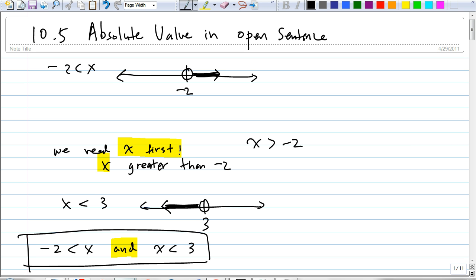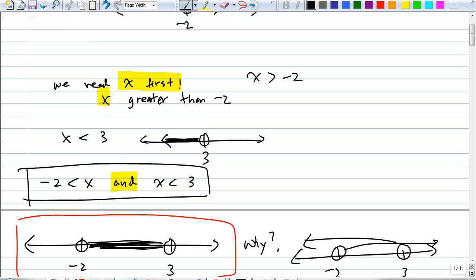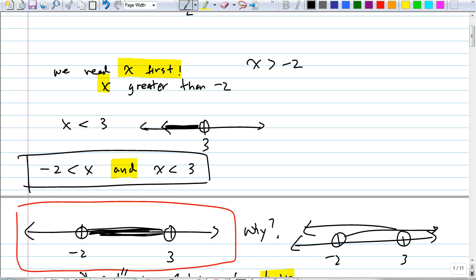Right, guys? Yeah, but wait, I have a question. Couldn't you graph it like all the spaces between 3 and -2? That's exactly what I'm going to do. That's exactly what the solution of this looks like. Isn't that right? It's every point between -2 and 3.